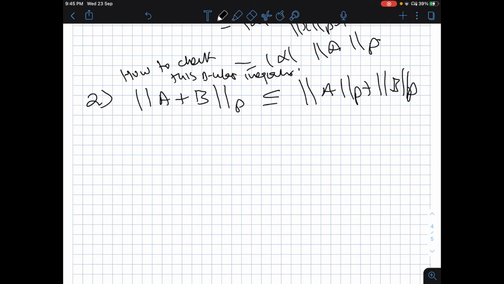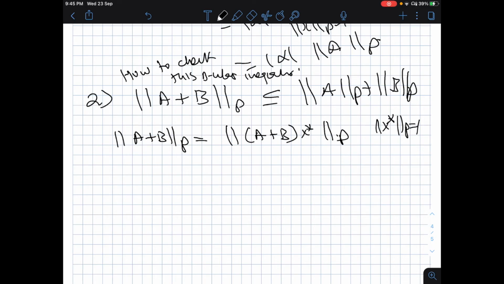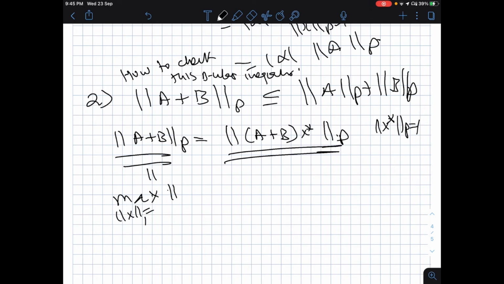Thanks to the Weierstrass theorem, we know that there exists some unit length vector x star such that the max problem is satisfied. What is our max problem? The max problem is: over all x with length equal to 1, maximize the norm of A x, and x star is its solution. So the max is obtained at this x star, and so you get the pth norm as by our definition.